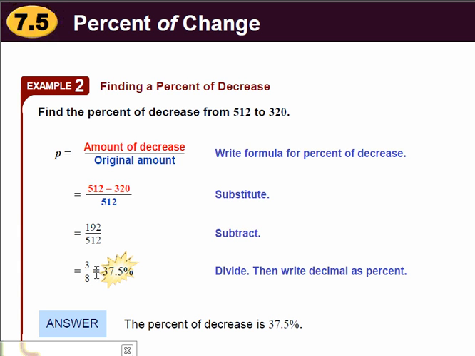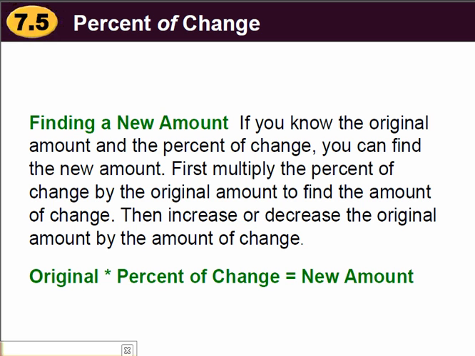That simplifies to 3/8, or 37.5%. So the percent of decrease is 37.5. It is important to note whether it's an increase or a decrease, because that could change some factors when you're evaluating or going back and looking. Okay, make sure you're pausing as you need to take these notes, and then play when you're ready to move on. So percent of change, finding a new amount.